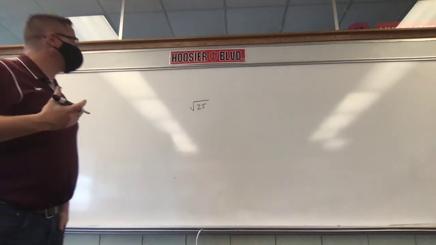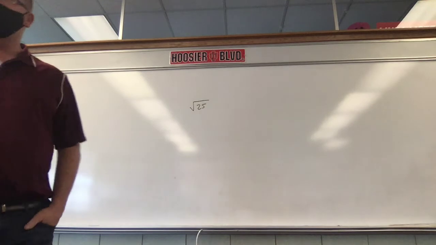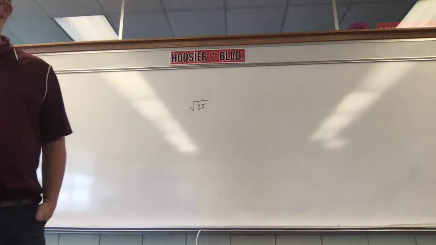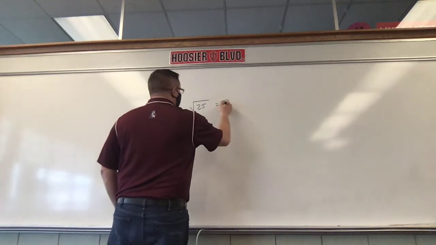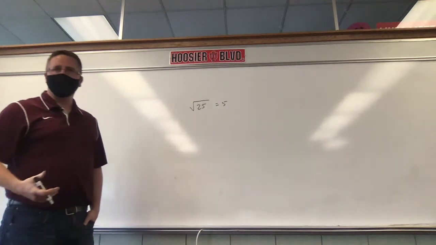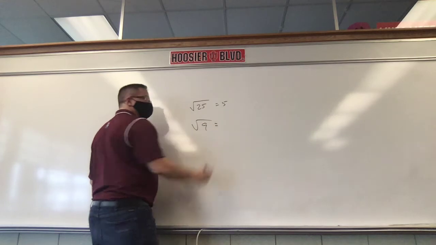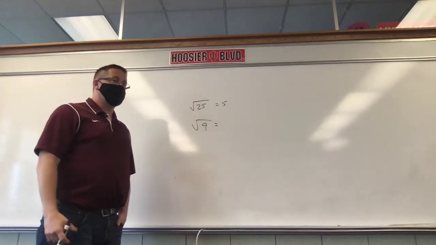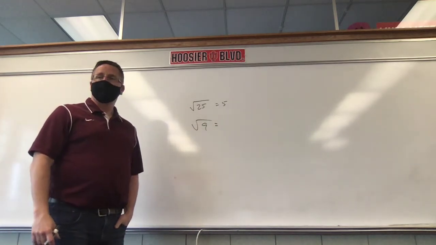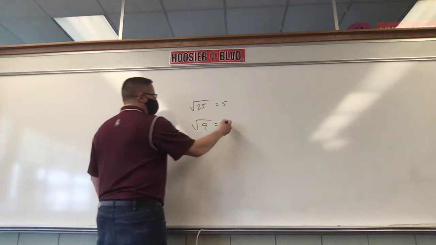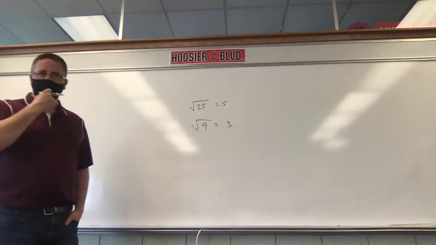And what that means is, what number can you times by itself to get you the number in there? This is the number 5, because 5 times 5 is 25. If I gave you this right here, how many in a row? This would be 3, because 3 times 3 is 9.